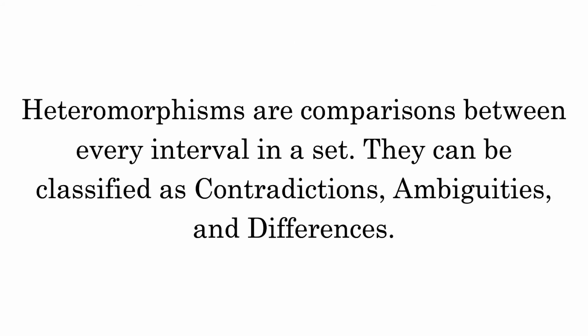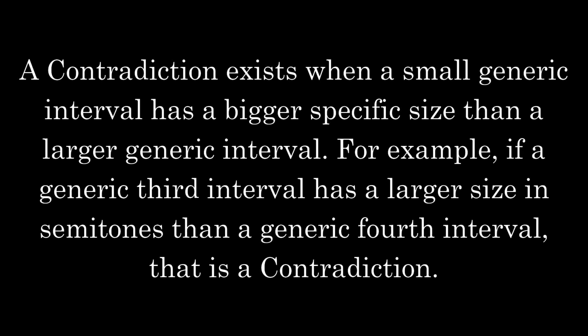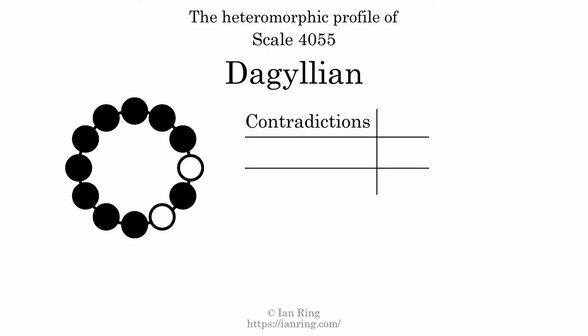Heteromorphisms are comparisons between every interval in a set. They can be classified as contradictions, ambiguities, and differences. A contradiction exists when a small generic interval has a bigger specific size than a larger generic interval. For example, if a generic third interval has a larger size in semitones than a generic fourth interval, that is a contradiction. The number of contradictions in this scale is 56.